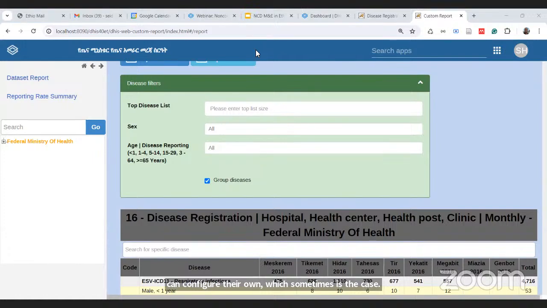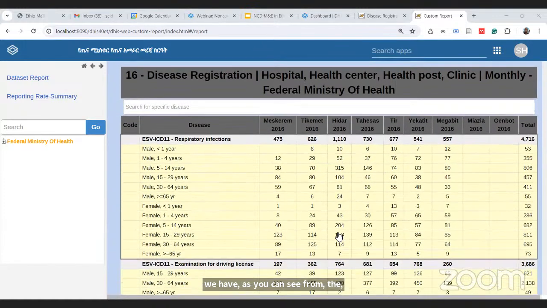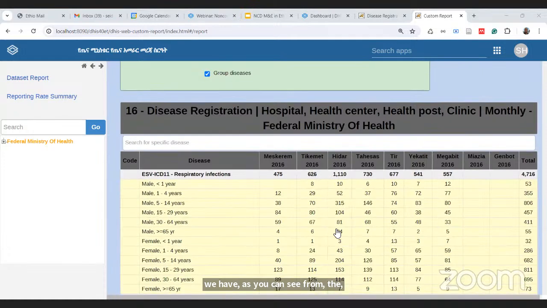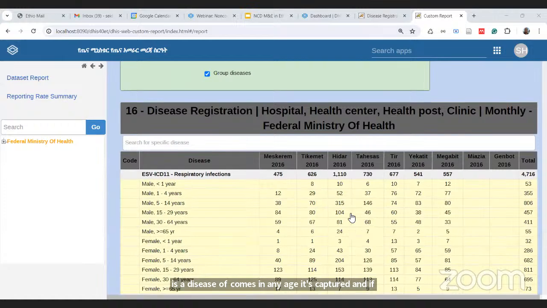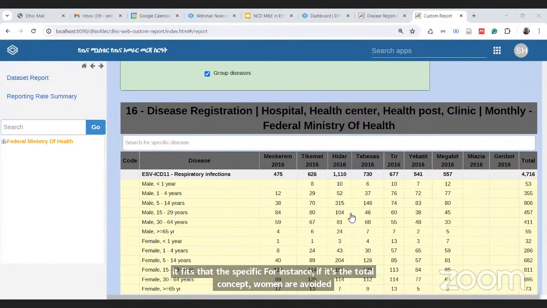I see following items missing: childhood cancer plus. So childhood cancer, in the disease and morbidity and mortality data, we have cancer, as you can see from the age disaggregations. We have starting from less than 1 all the way to plus 65. So if there is a disease occurrence in any age, it's captured. And if it fits that specific age group and sex. For instance, if it's scrotal cancer, women are avoided, just like that. If it's not applying to a specific age group, it's not avoided.